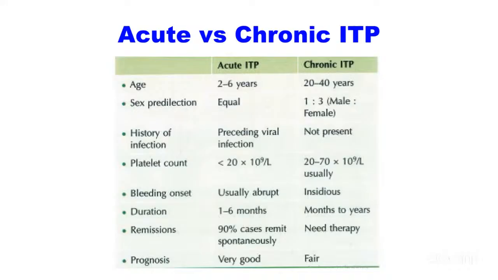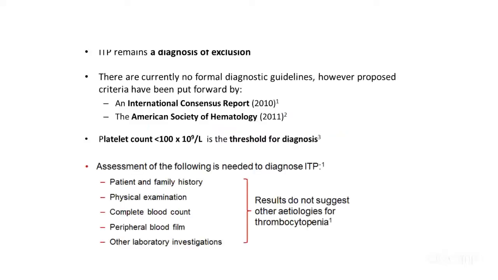Bleeding onset is usually abrupt in acute ITP, but insidious in chronic ITP. Duration is usually 1 to 6 months, and 90% of cases remit spontaneously, whereas chronic ITP lasts over months and years, and most of the time needs therapy. Prognosis is very good in acute ITP, and in chronic ITP it is variable depending on the situation. Now, how can we diagnose an ITP?